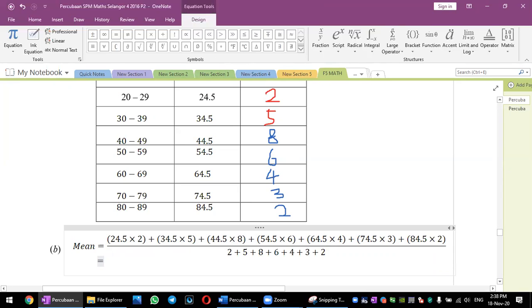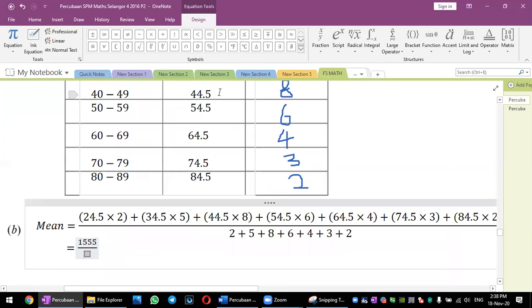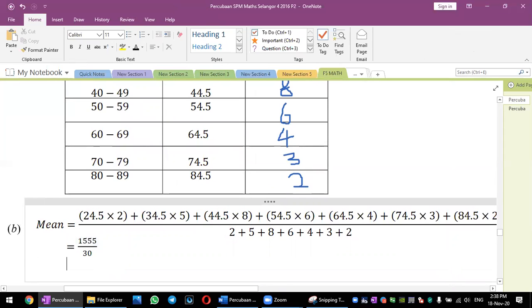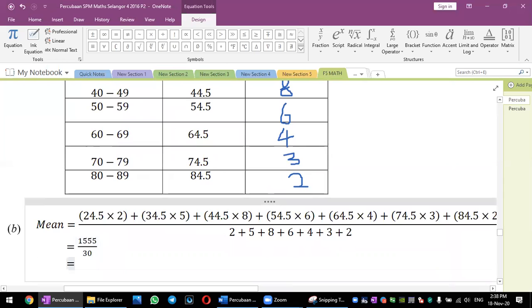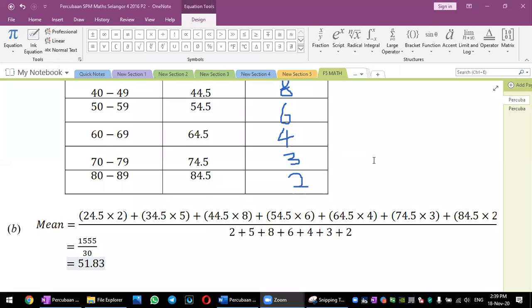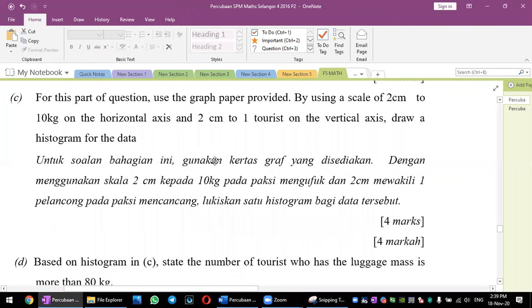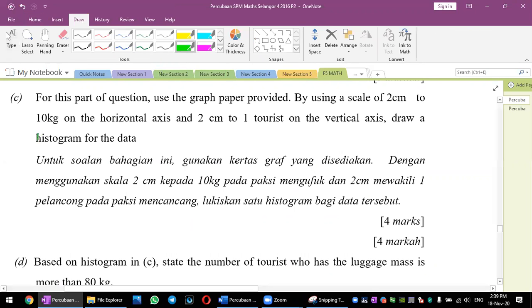Okay, kamu kira 24.5 times 2, 34.5 times 5. Okay, 1555 atas. Then bawah berapa? What is the total frequency? 30. So what is the mean? 51.83. Okay, so sini kita sudah siap untuk mean. Then next one, sure they will ask us to draw graph. So sini tengok apa graph dia nak bagi. So they ask you to draw a histogram.